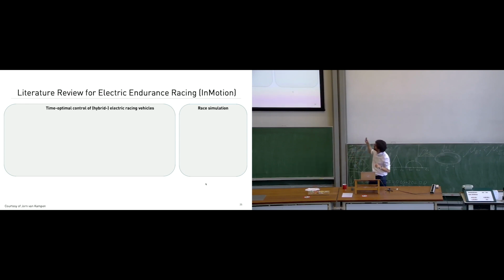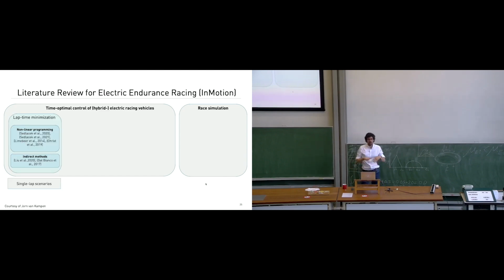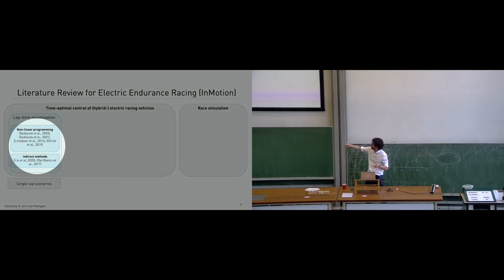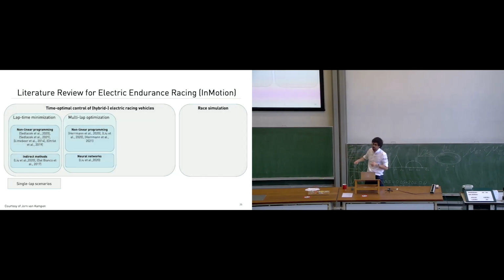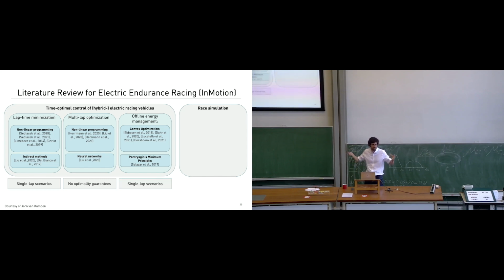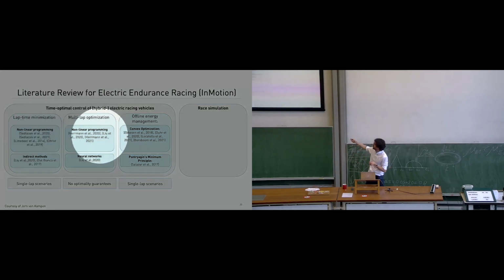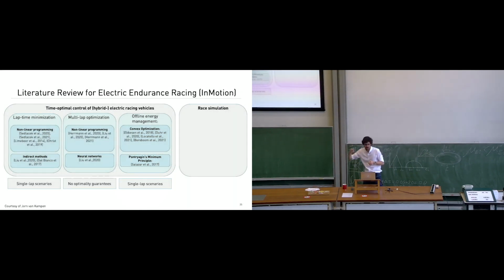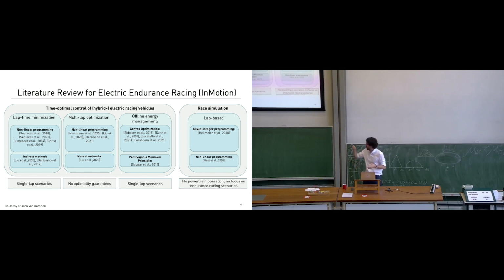Here we have two main streams, time optimal control and race simulation. In time optimal, we have lap time minimization, but it's only single lap scenarios. So, a bunch of contributions, but what is missing? Multi-lap optimization, no optimality guarantees. Offline energy management, single laps. We want multi-laps, right? So you see, we have some contributions, but all of these have some gaps. On the other hand, you have lap-based optimization, but they don't look at powertrain operation and no electric endurance racing. So what do we do? We have gaps.